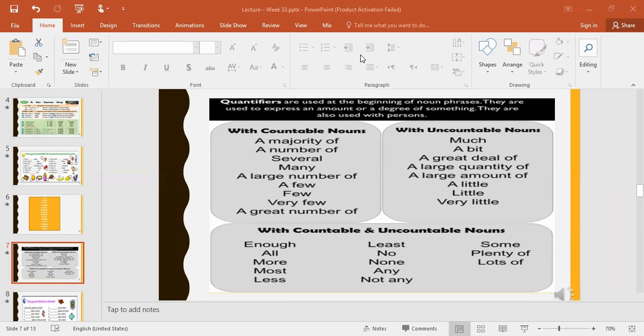A large number of animals, or let's say a large number of dogs, are being taken to special places to take care of them. Okay, a few. We can use a few, for example, with persons, with animals also. A few, few and very few. Every one of these has a different meaning. A few means a little bit. Few also means a little bit. When I say very few, yani very little.